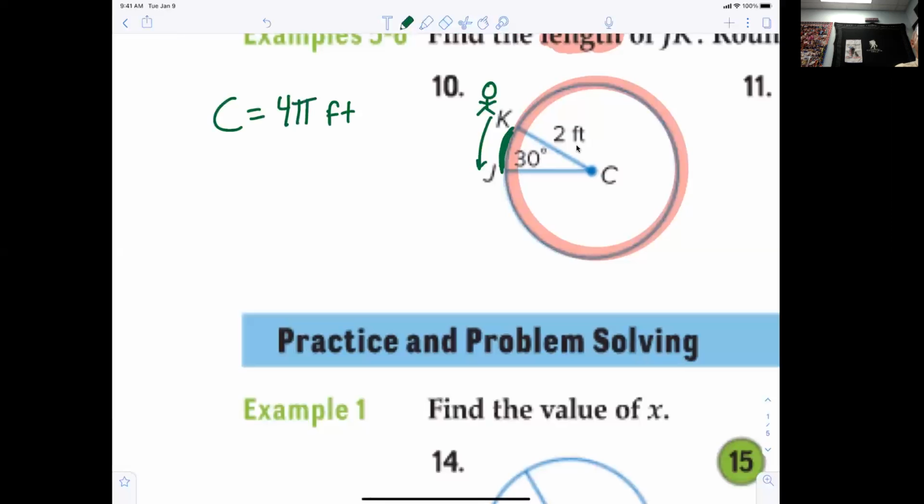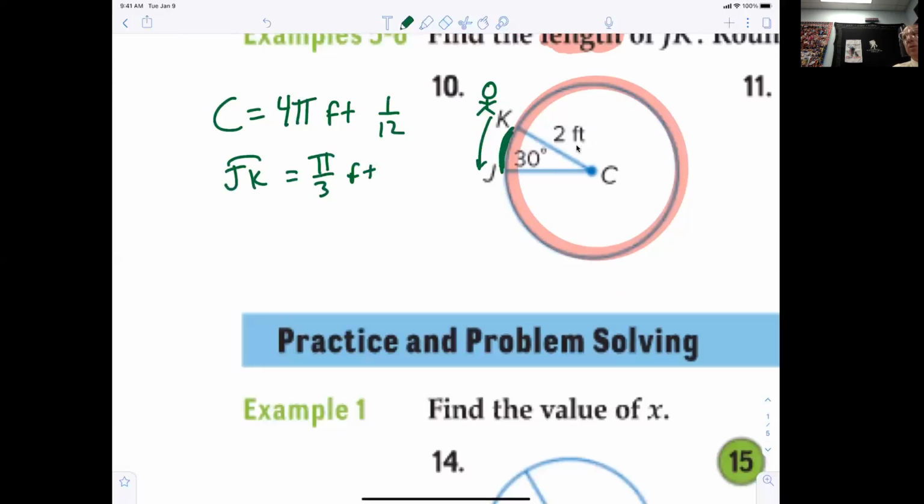Okay, so now tell me, I'm not walking all the way around. Tell me what I'm doing. Oh, come on. Tell me. You walk 1/12 of the way. Yes, you're walking 1/12 of the circle. I never understood why that is hard. So the measure of JK is equal to pi over 3 feet.